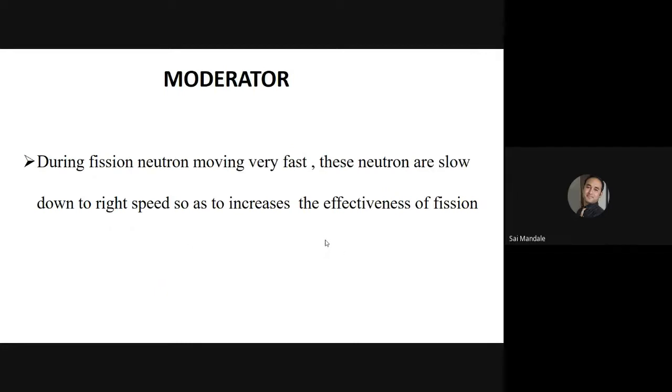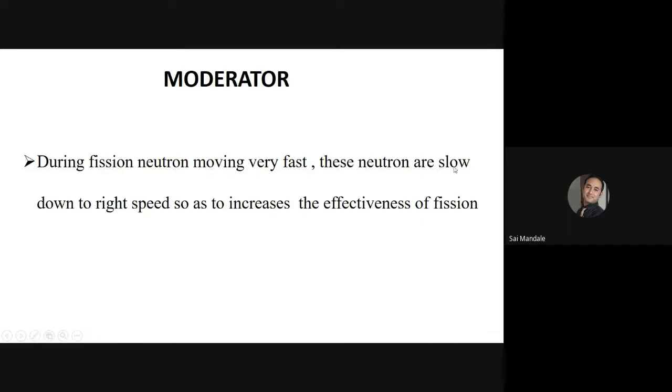So what is the moderator? The moderator is a component, a device used in the nuclear reactor. During fission, neutrons move very fast. The process is driven by neutrons bombarding the atoms, so we have to control the movement of the neutrons. The moderator is the device which does this.